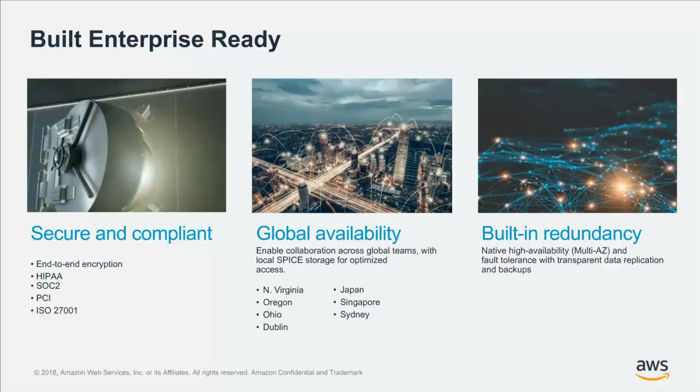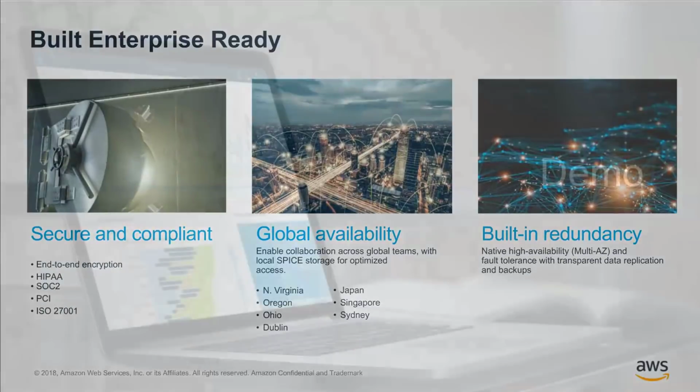QuickSight is globally available in a number of AWS regions, and we're continuing to add more regions as we go forward in the product's life. And lastly, it's built-in redundancy, so there's very little concern that QuickSight will ever go down, and that your BI solution will ever go down, because it is an AWS solution. It's built in a highly redundant way across all of our different availability zones.